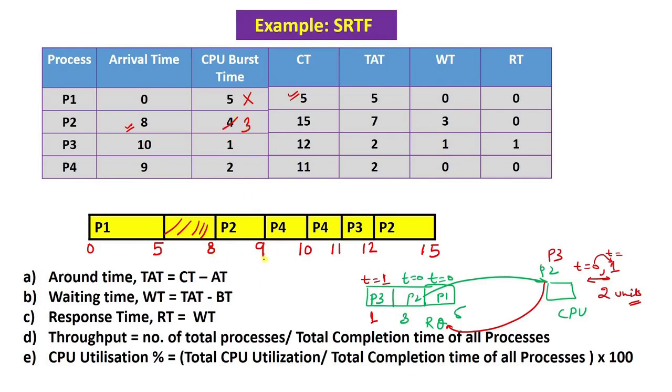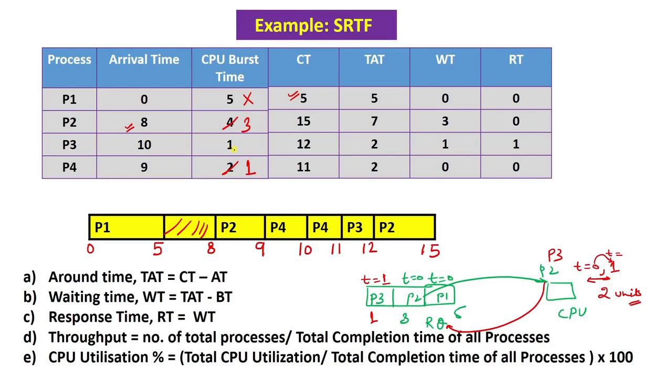Now at 9 P4 is there, and P2 is also there because it has not completed. So out of 3 and 2, SRTF will say that 2 is smaller, so P2 will leave the CPU and P4 will start. Let's say P4 runs for 1 unit. At 10 we see that now 1 unit is left, and P3 has also arrived. So now we have to check out of 3, 1, 1, which is lesser.